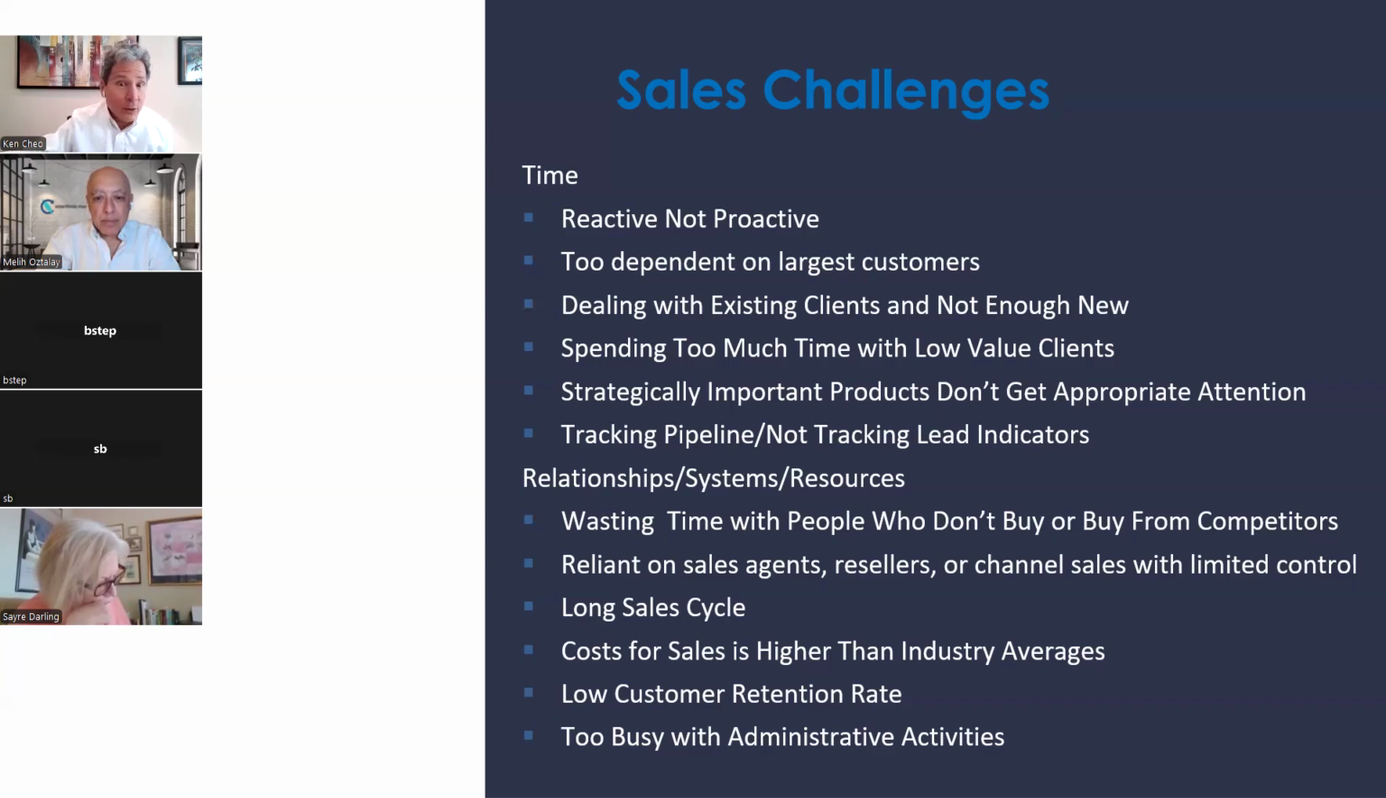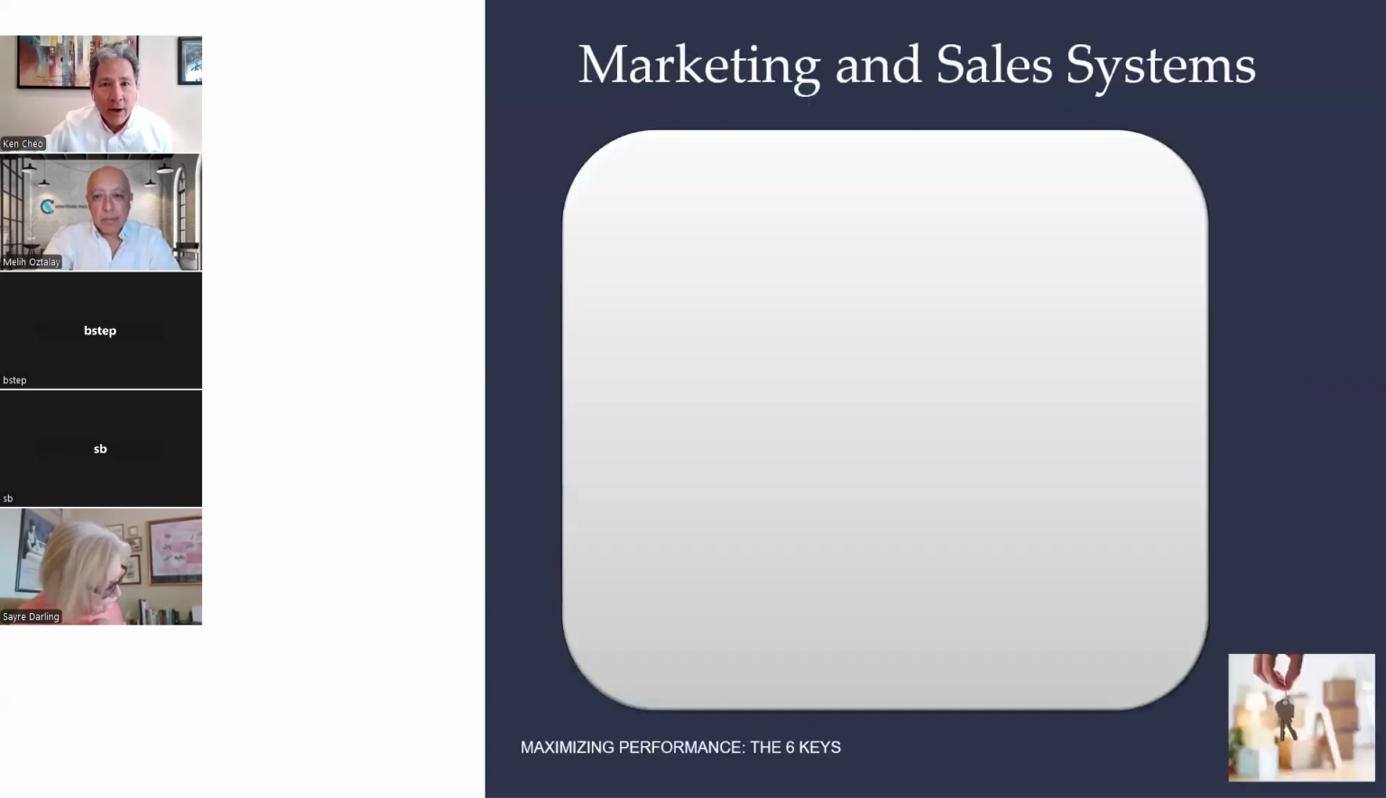Or is your retention rate low, where you need to pay attention to what's causing that, or they're spending just too much time on administrative things. Okay, so these are the things that I'm going to be talking about, right?